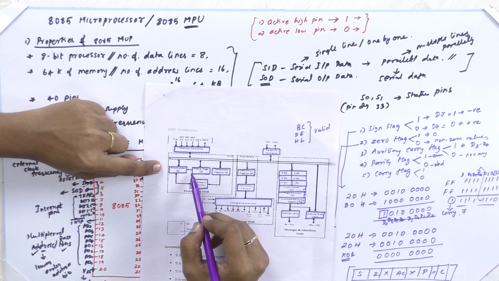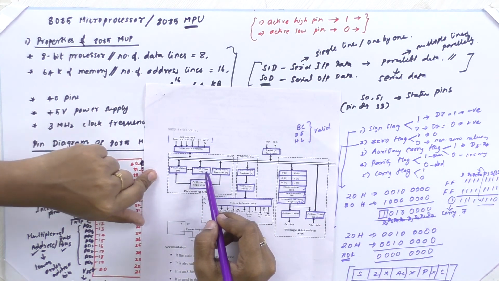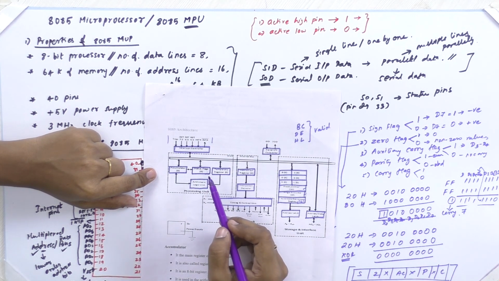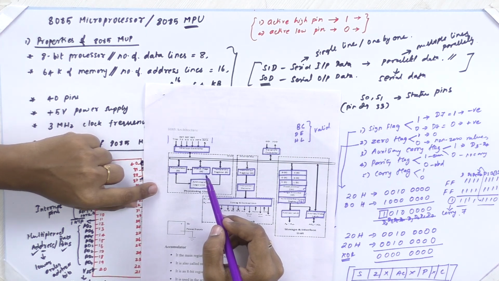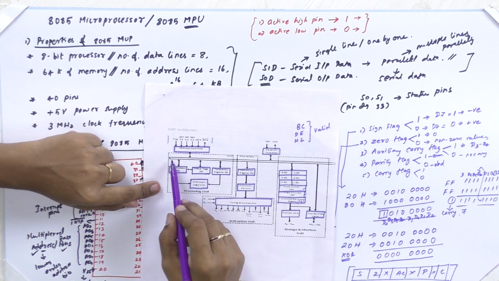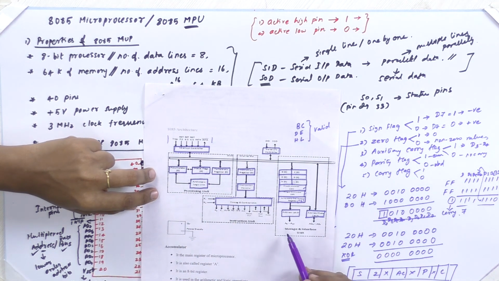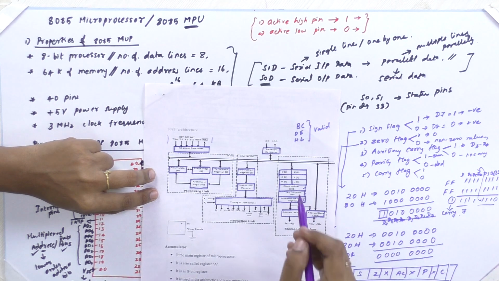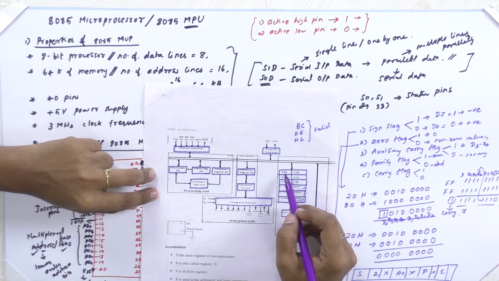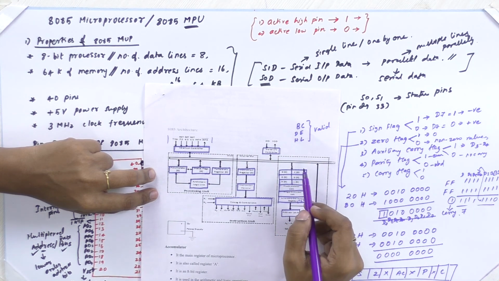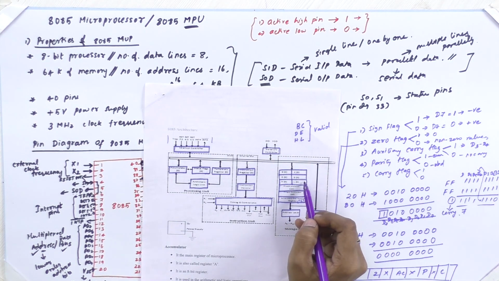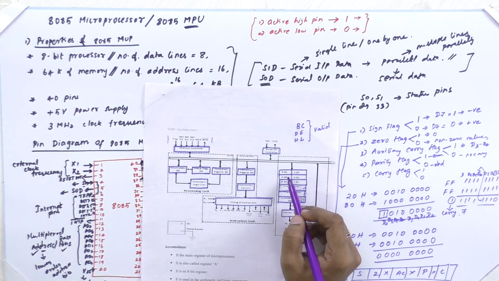And the flag register is used to store the status of the flags. There are 5 types of flags: sign flag, zero flag, auxiliary carry flag, parity flag and carry flag. So this is about the processing unit. And next is the storage and interface unit. There are 6 general purpose registers: B, C, D, E, H, L, and each of these registers is capable of holding 8-bit data.